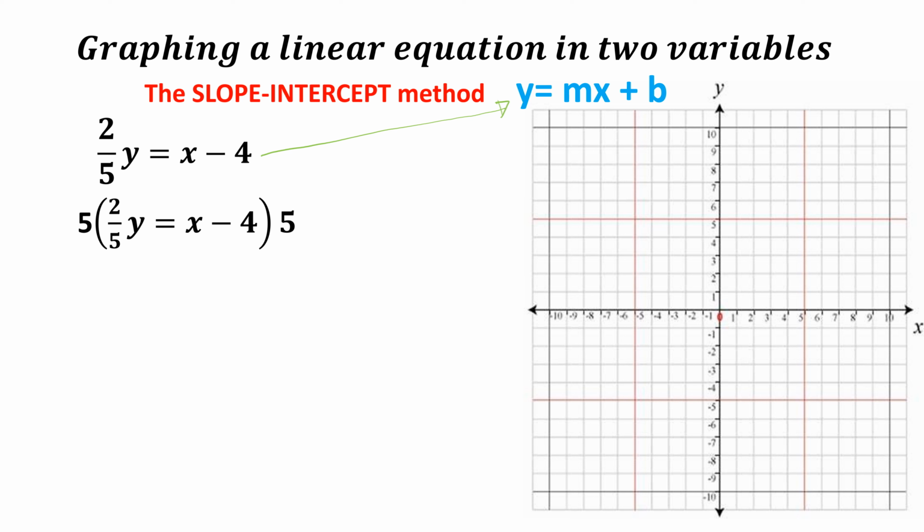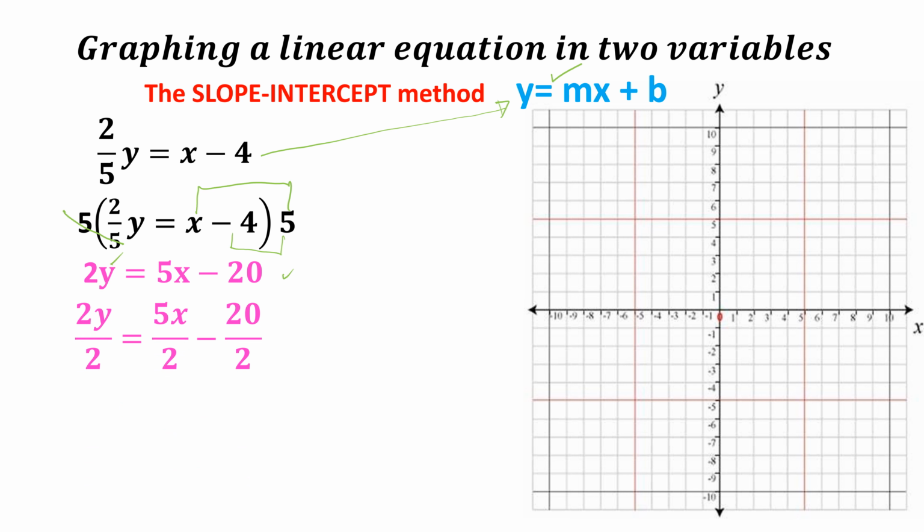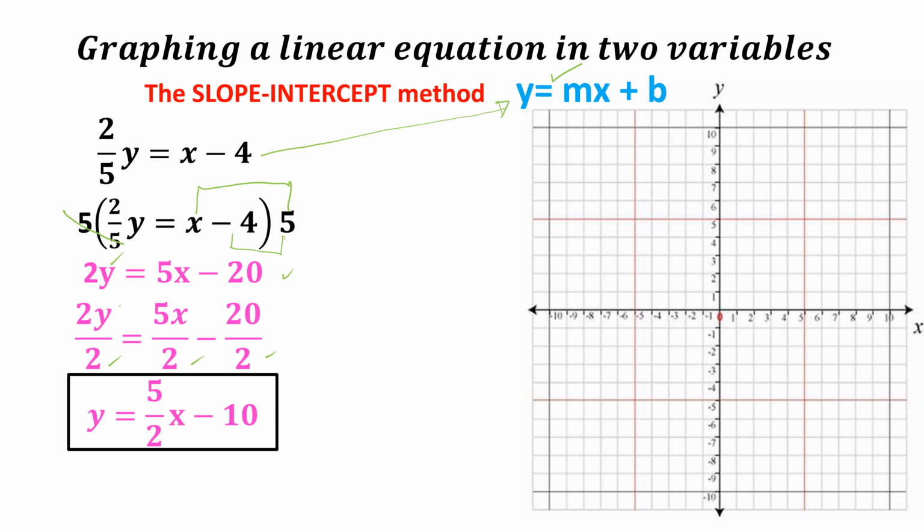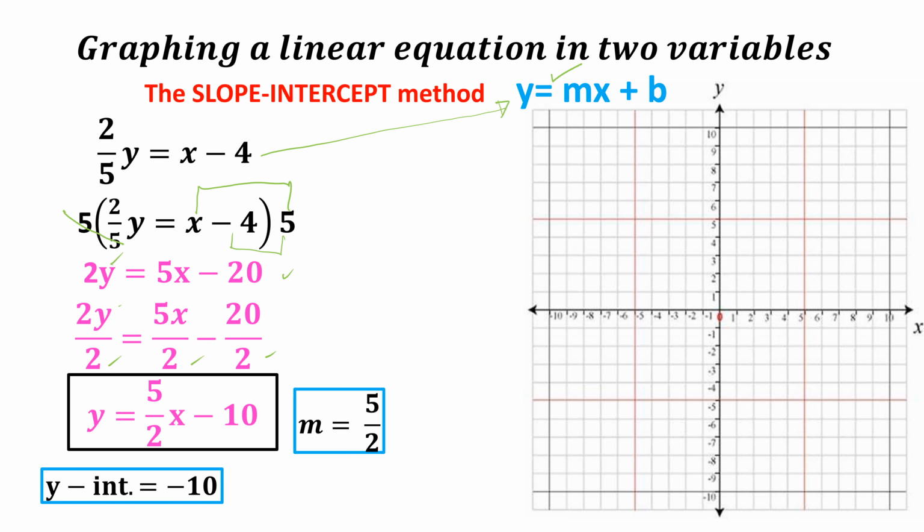Okay, multiplying both sides by 5 gives us this next equation, because 5 and 5 will give you 2y, and then the 5 will be distributed, so 5x, and 5 times negative 4 will be negative 20. Still, we were not able to come up with this form, because there is still a 2. So we need to apply the division property of equality by dividing both sides by 2 in order to get y exactly. So y is now equal to 5 halves x minus 10. And for that, our slope is 5 over 2 and our y-intercept is negative 10.